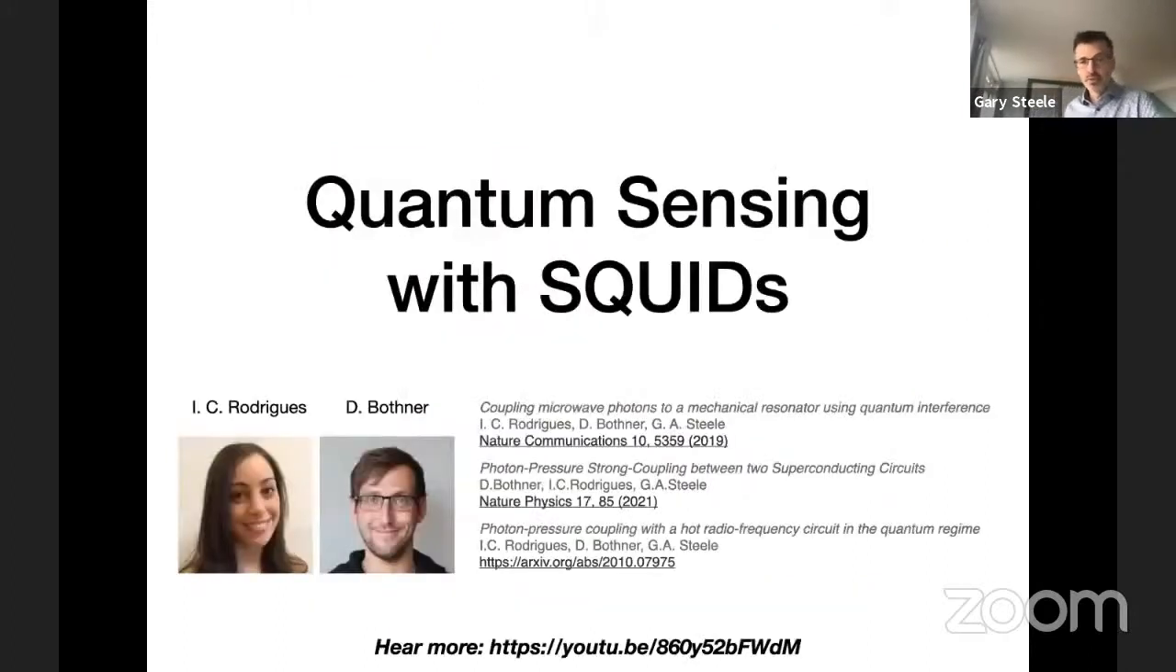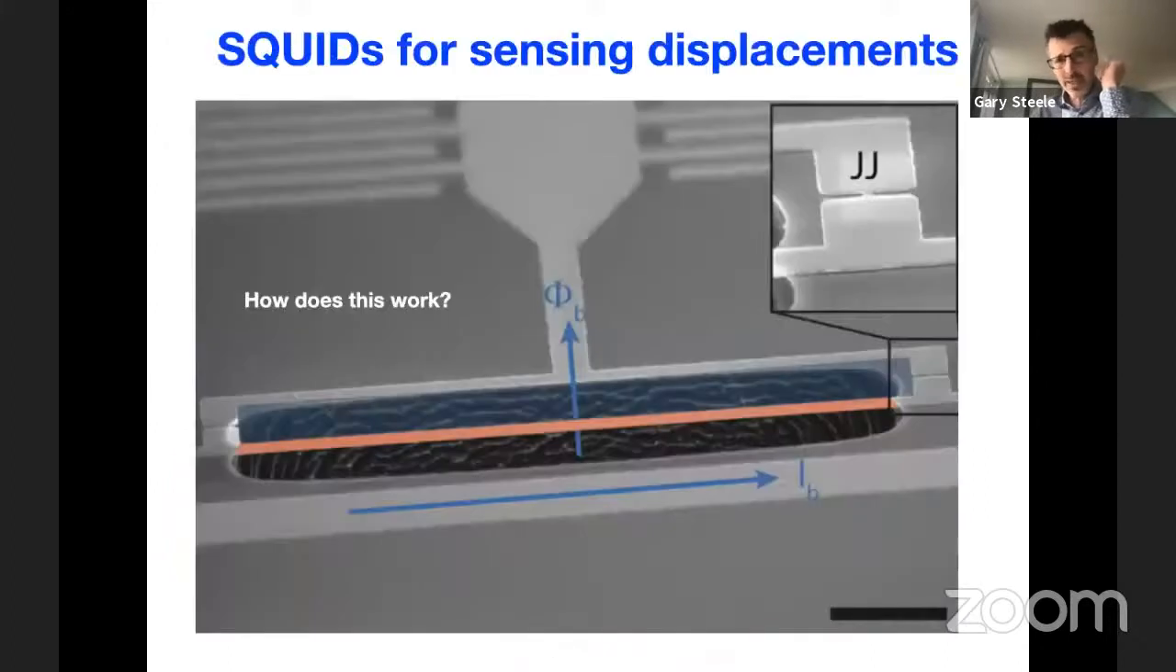So that was one highlight. Another highlight of what we've been doing lately is what I'll call quantum sensing with SQUIDs. One of the things we've done with this is using SQUIDs to try to sense the displacements of this little beam. This is a suspended beam of 20 nanometer thick aluminum, a few microns long, and the idea is that somehow we want to use the flux that is inside of this superconducting loop to sense the displacements of this beam if it bounces up and down.